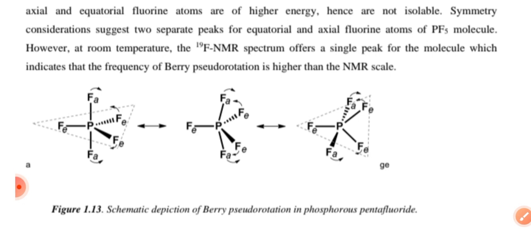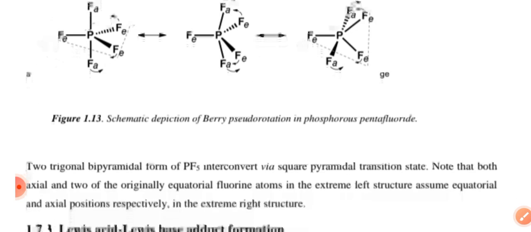Symmetry considerations suggest two separate peaks for the equatorial and axial fluorine atoms of the phosphorus pentafluoride molecule. However, at room temperature, the 19F NMR spectrum offers a single peak for the molecule, which indicates that the frequency of Berry rotation is higher than the NMR timescale.